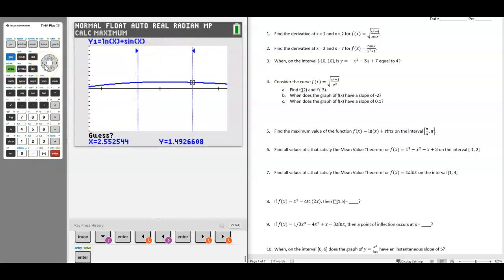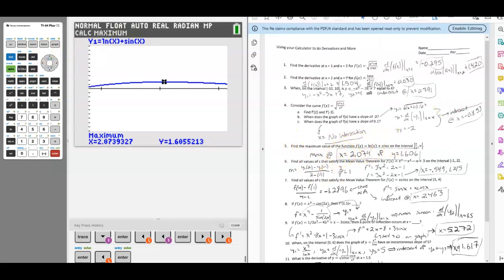And then it asks me for a guess. There's 2 ways to do the guess. You can scroll or you can type a number in. I'm just going to scroll here and put it right there and then hit enter. Bam. I get 2.74.